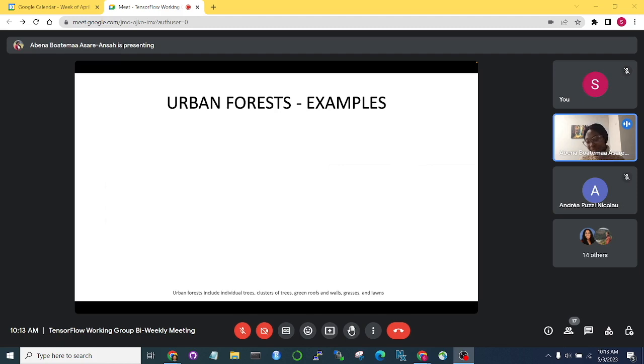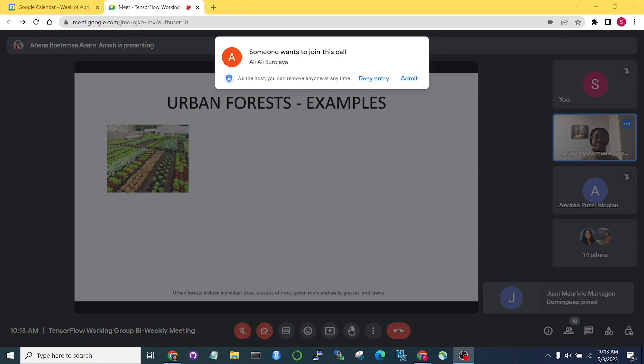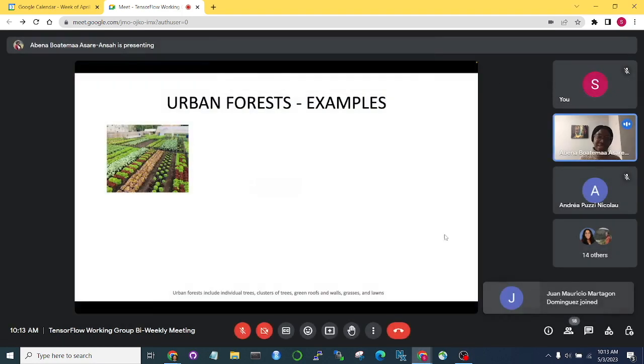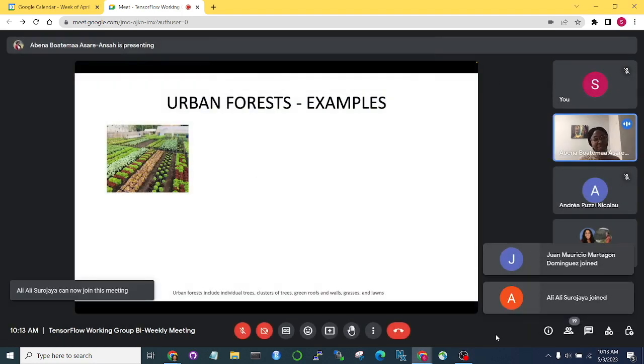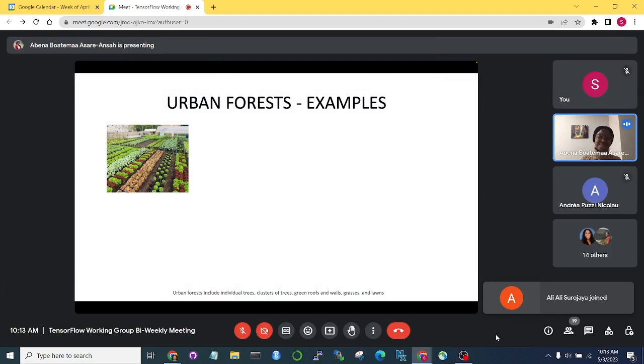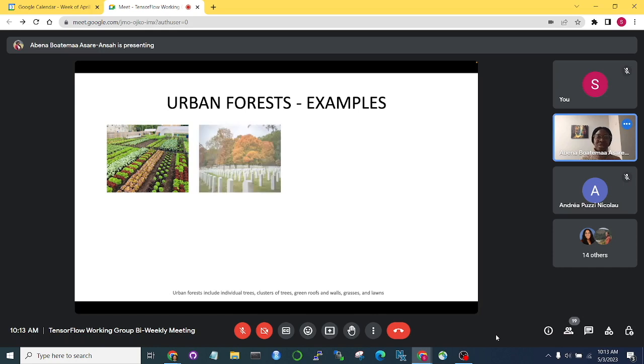Now let's look at some examples of urban forests in our environment. We have urban gardens, so like these urban gardens that have herbs or rose flowers and things like that is an example of an urban forest. We also have the trees in the cemeteries. It's also an example of an urban forest. And then we have the street trees. That's also a category of that.